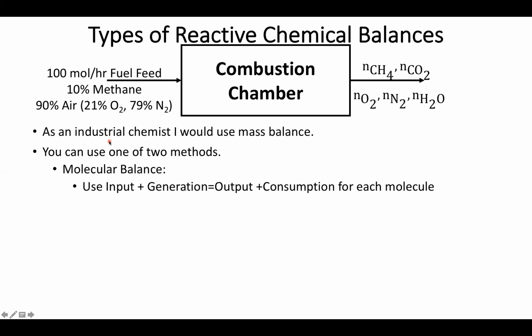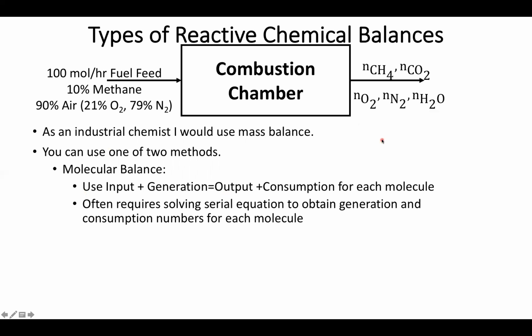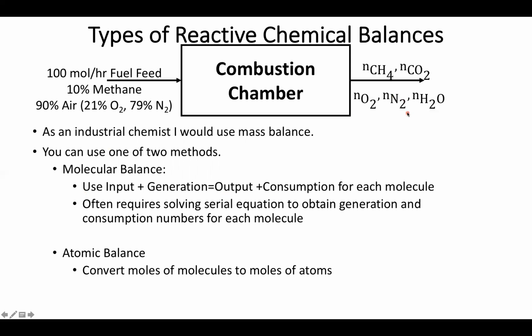The first of which is going to be molecular balance. So in this case, I'm going to be using input plus generation equals output plus consumption for each of the 5 molecules involved. So this is going to require solving a whole bunch of serial equations, as each equation will give me a little bit more information I need to solve the subsequent molecule.